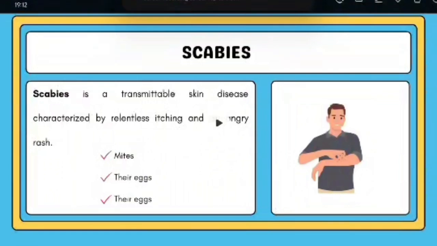The itching and rash associated with scabies are a result of the body's allergic reaction to the mites, their wastes, and their eggs.